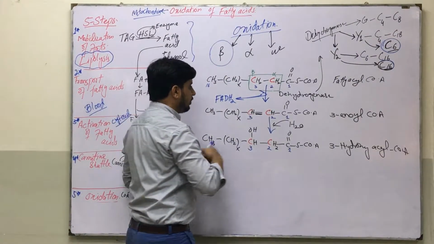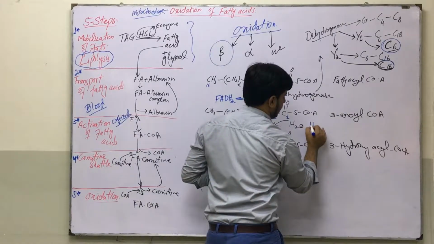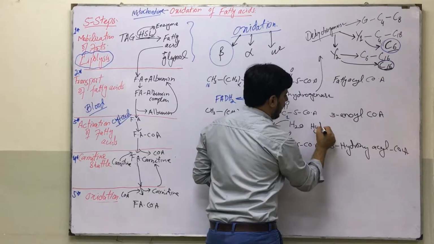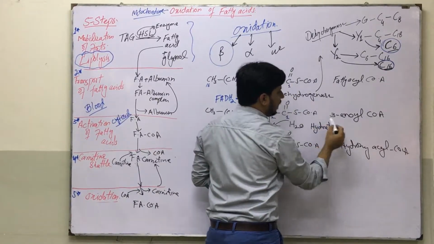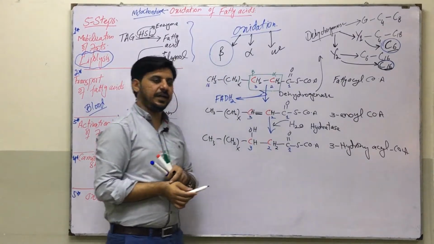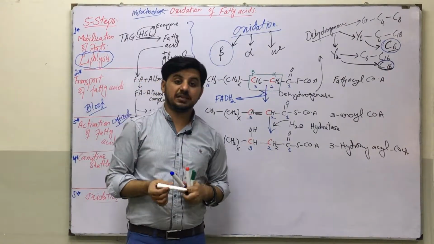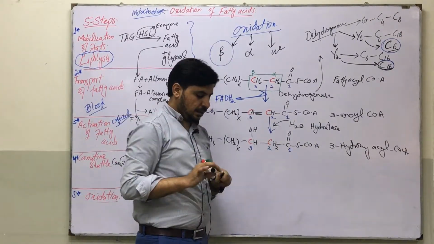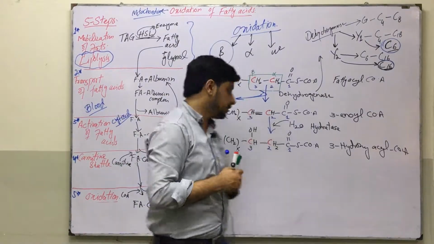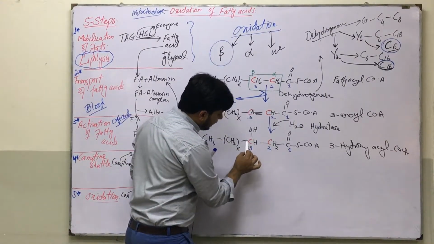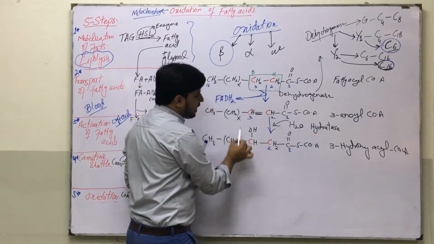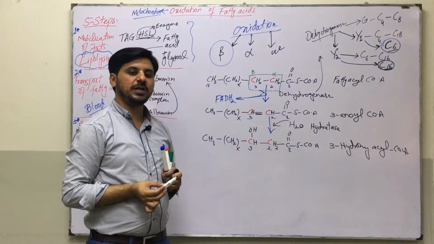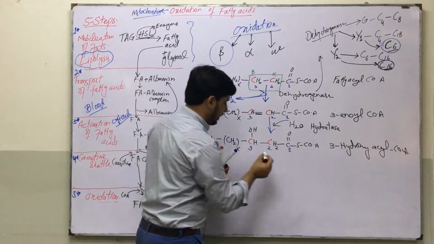And the enzyme involved here is hydratase. Its full name is 3-enoyl CoA hydratase, and its older name is crotonase. And in the next step, again, a dehydrogenase enzyme is involved, and this portion will be converted into another carbonyl carbon, like this.